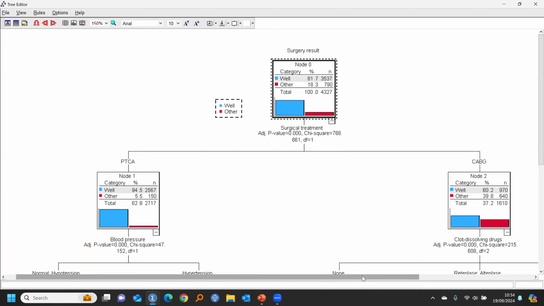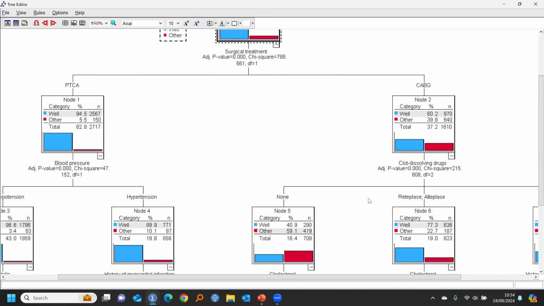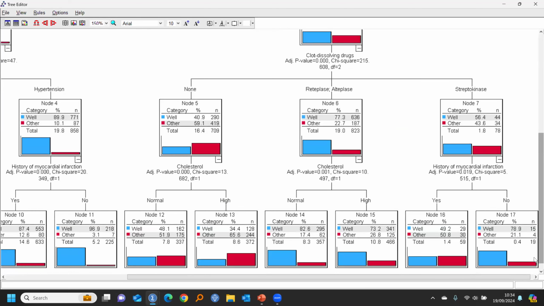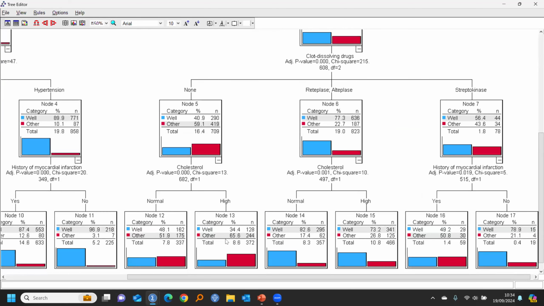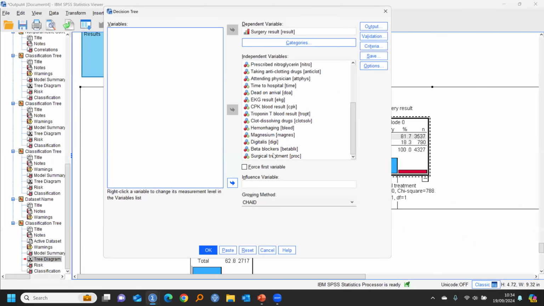You can see the single biggest factor is the type of treatment that they had, whether it was a PTCA or a CABG. And if it was a CABG treatment, then the type of drug that they were using, whether it was a clot-dissolving drug. If there was no drug, it's a suboptimal result, 59% was something other than well. Whereas if they used Reteplase or Alteplase, it's actually 77% well, or streptokinase, it's 56% well. And you can see then things about their cholesterol level, whether it was normal or high, or a history of myocardial infarction. In fact, I could go back to this and say, look, let's ignore the surgical treatment.